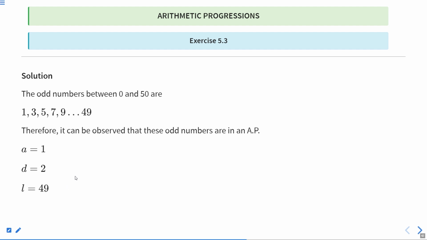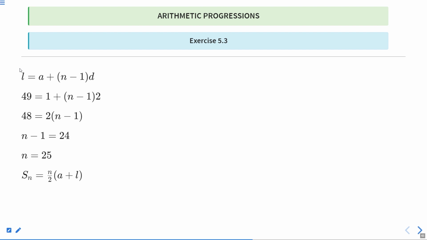Okay, so now the last term l is equal to a plus (n minus 1) times d. Here the last term l is equal to 49, the value of a is equal to 1, and the value of d is equal to 2. Now if we put all these values, then we get 49 is equal to 1 plus (n minus 1) times 2. Okay, and it implies 48 is equal to 2 times (n minus 1), and it implies n minus 1 is equal to 24, and it implies n is equal to 25.